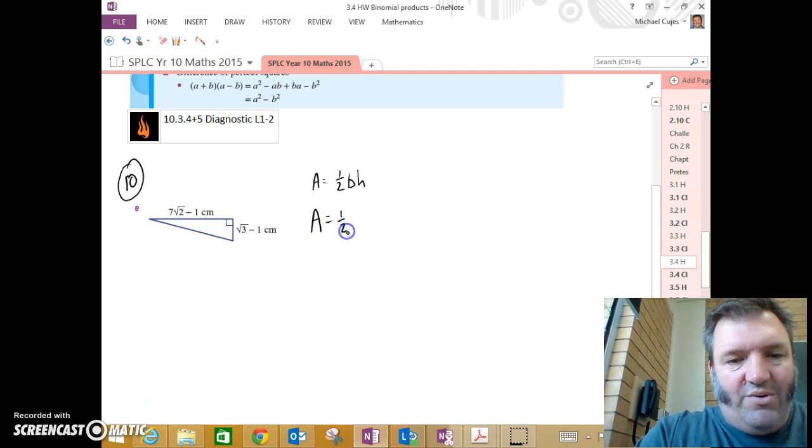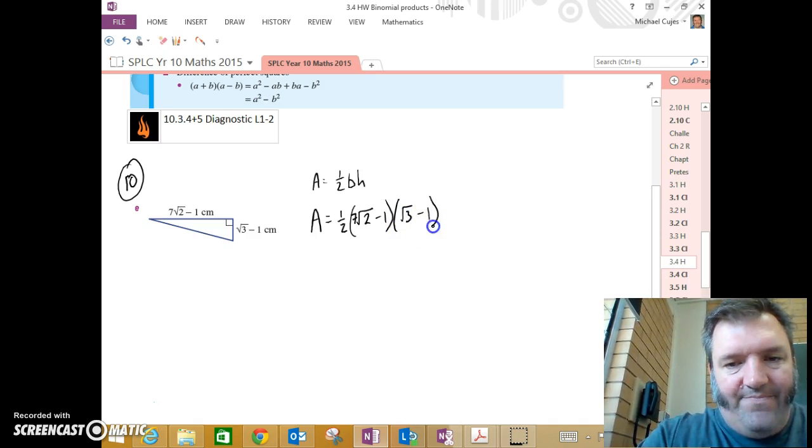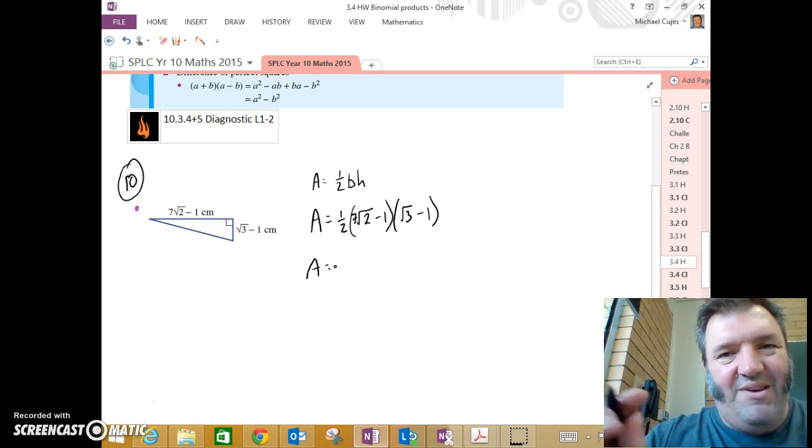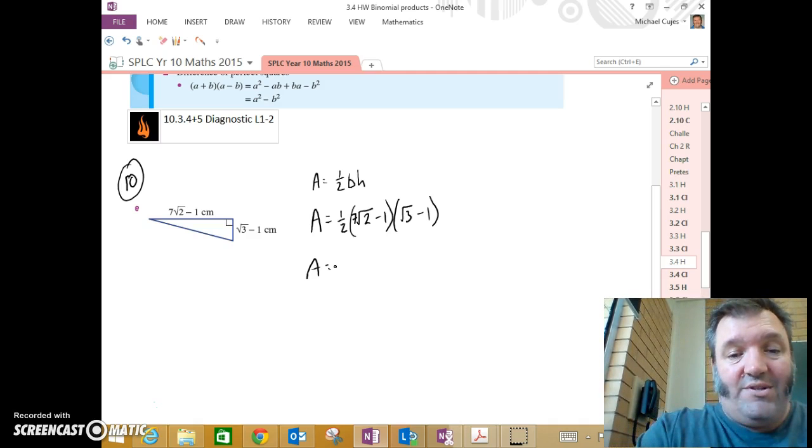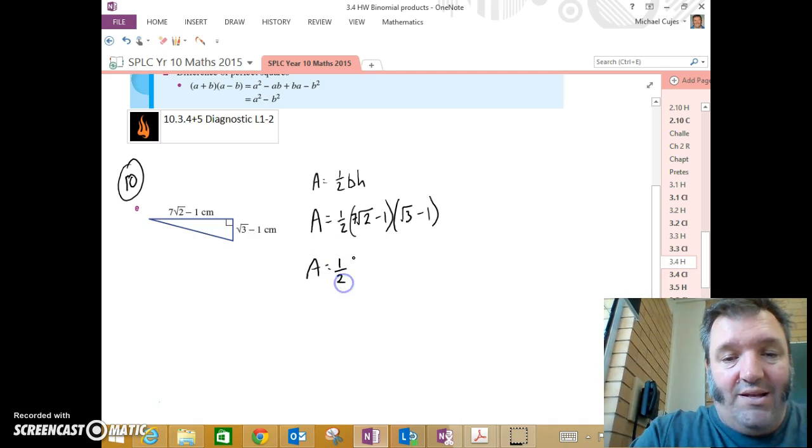Well, it doesn't really matter which one I think of as my base and my height, but I've got 7 root 2 take 1 multiplied by root 3 minus 1. All I've got to do is just be careful with these. They're not hard, but you just need to be careful with them. I'm just going to leave the half out the front, and let's expand.